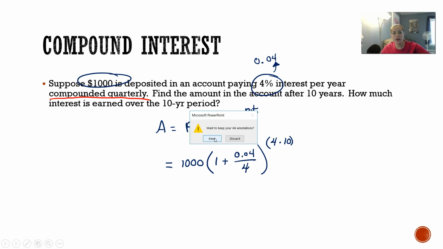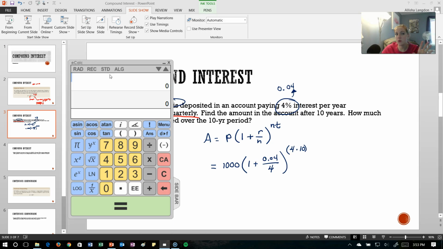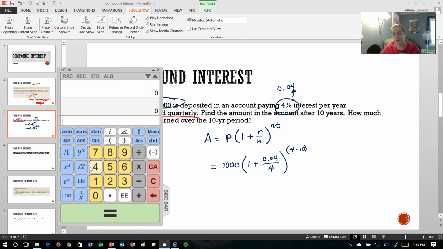So let's grab our calculator, and this calculator is available for download for free if you need it at the front of our course. So 1,000 times parenthesis 1 plus 0.04 divided by 4, close parenthesis. Remember, those parentheses are going to make a difference, as is the zeros, right? So be careful. Now, exponent, on this calculator, it's y to the x. On your calculators at home, it might be that up arrow. Play around with it. If you have questions on that, let me know.